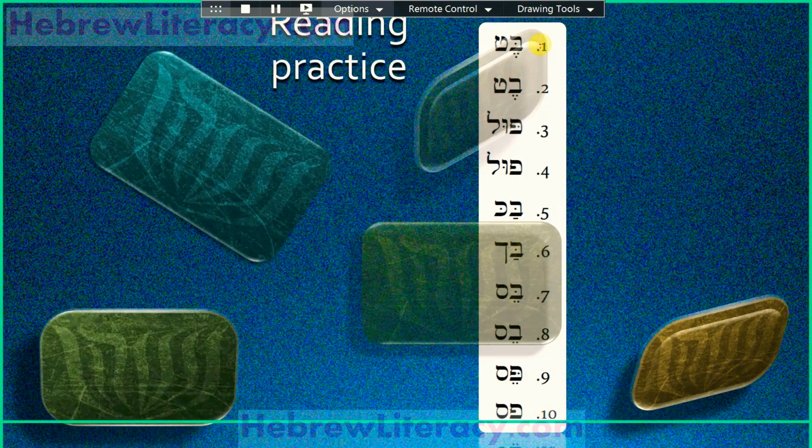More reading practice because this is very important. Sorry if this is, hope it's not feeling mundane, but we just have to do this. This is part of, I got to make sure that you can read properly so that you can understand the text later, right? Number 1.